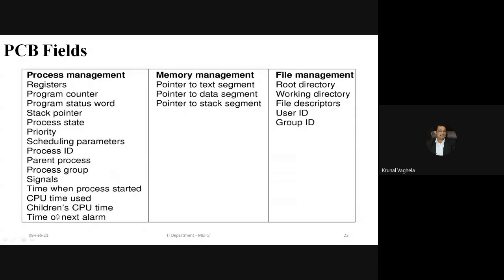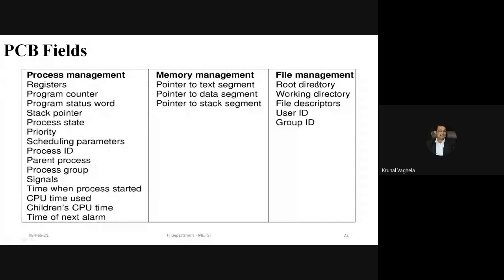This much data the operating system needs to maintain per process. And this is only with respect to the process, but with respect to memory, there is a pointer to the text segment, because your process is divided into three different parts. Text is the code of the process, that means the actual instructions, the program.